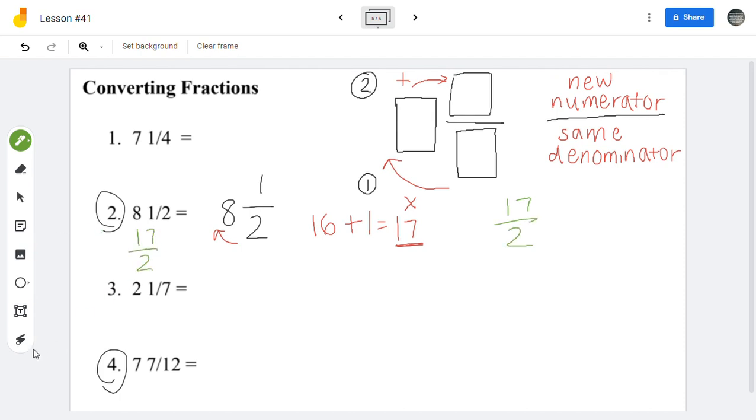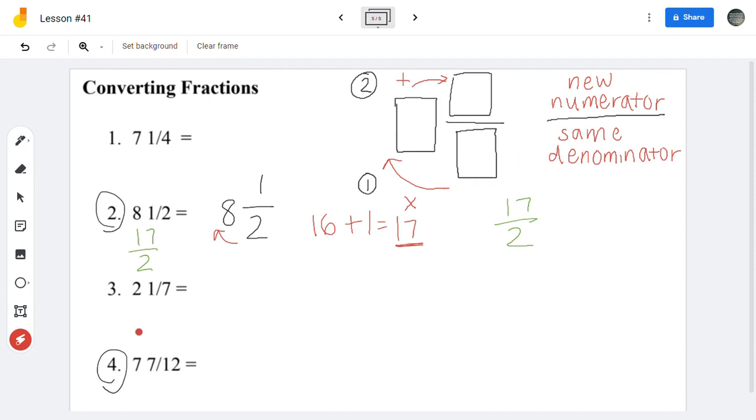So if you notice, the 17, we got it by multiplying the denominator and the whole number, and then adding it to the numerator, and then we put it over the same denominator. So your denominator is kept the same while your numerator is changed. And this is how you find the numerator, through this diagram.